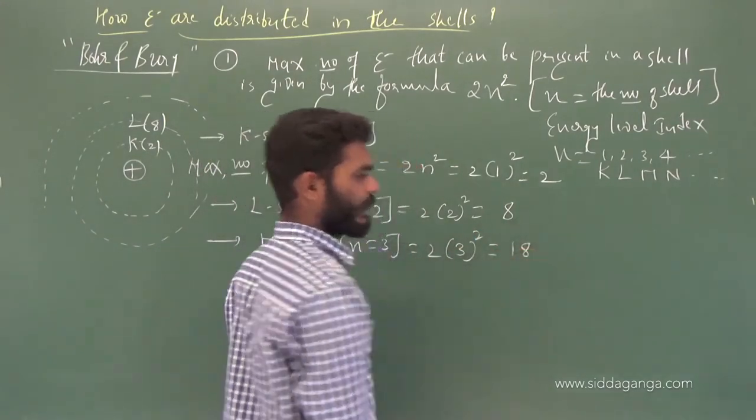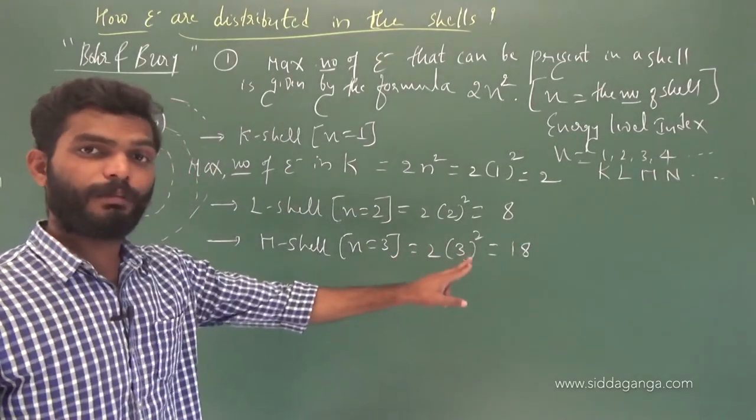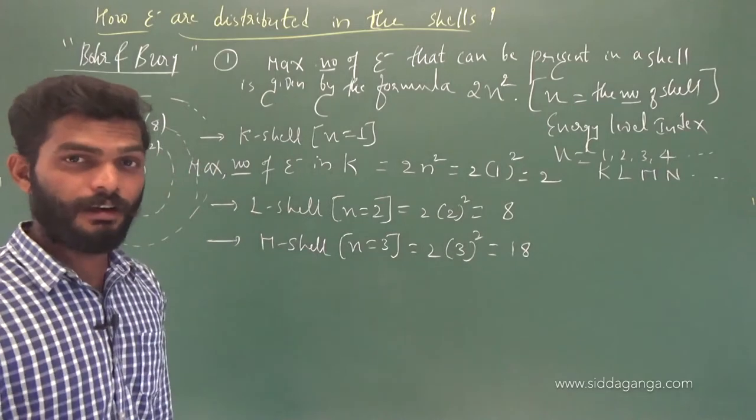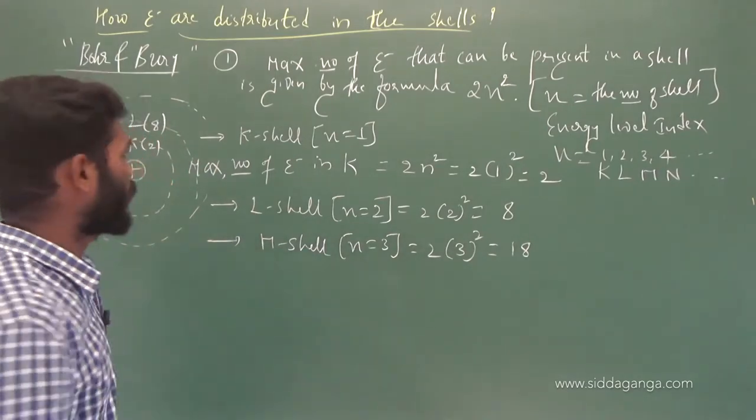9 into 2 is 18. Therefore, in the third shell, the maximum number of electrons that can be present in that shell, the M shell, the third shell, is 18 electrons only.